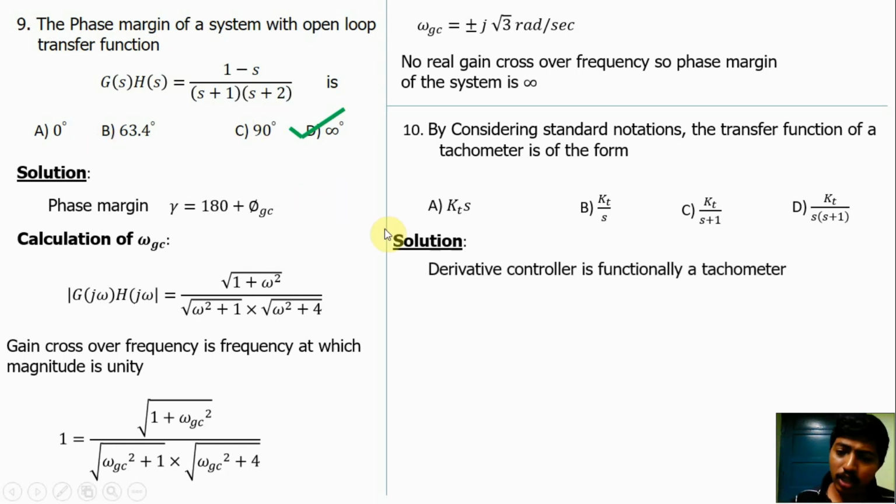Here this is the derivative control. This is all integrating. 1 by s means integrating. If the s term is in the denominator, it will be an integrator; if s is in the numerator, it will be a derivative. So option A is correct. Next question.